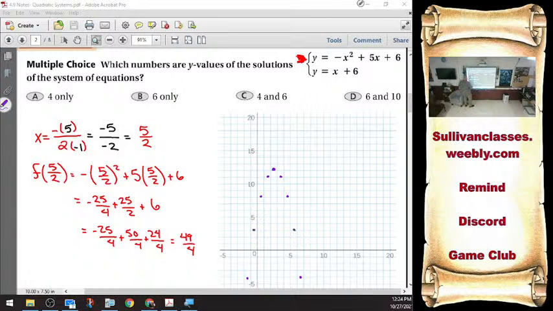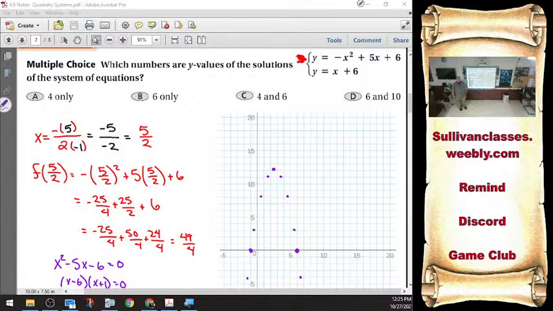In that case, if I brought everything over to the other side, I would have x squared minus 5x minus 6 is 0. X minus 6, x plus 1. So x is 6 and -1. That means I'll have a dot at -1 and at 6.